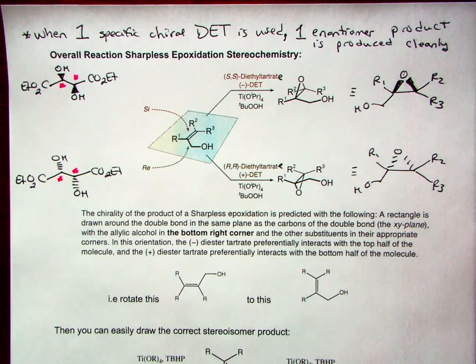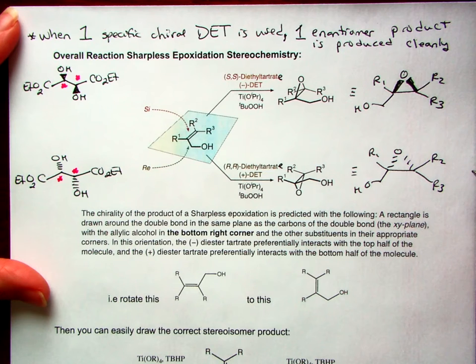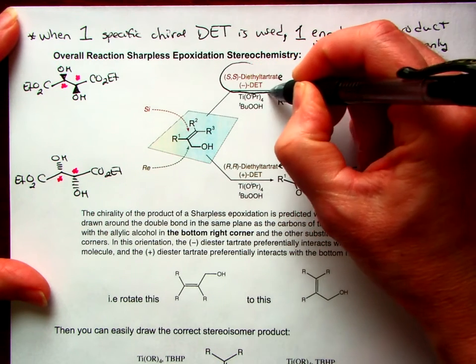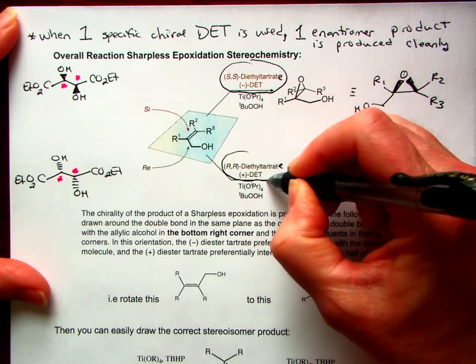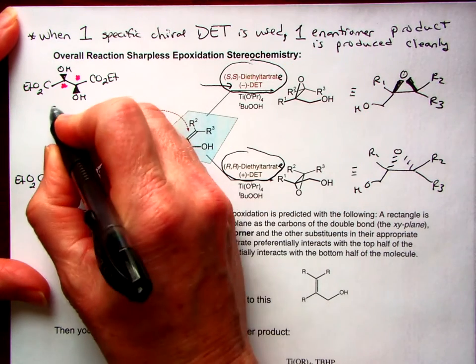All right, this is the second page of the Sharpless epoxidation reaction. We're going to go over this in a little more detail, in particular in regard to the chiral catalyst, whether you're using the SS enantiomer of DET or the RR. The SS is sometimes called the minus. All right, so here's the exact structure.